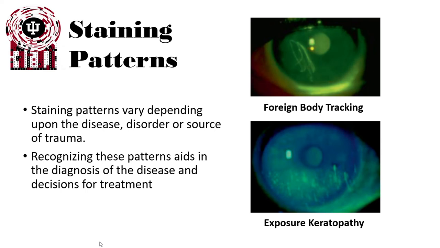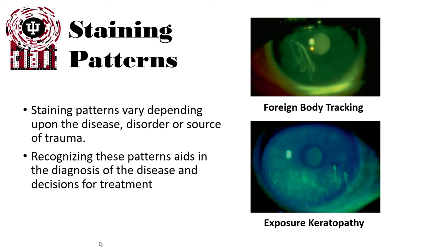The upper image has foreign body tracking. That foreign body is scratching up against that cornea, and that's why we see these distinct lines from when the patient blinks and pulls that foreign body across that cornea. That foreign body might be in the tear film, it might be trapped on the lid, but it is in the eye somewhere scratching that eye.